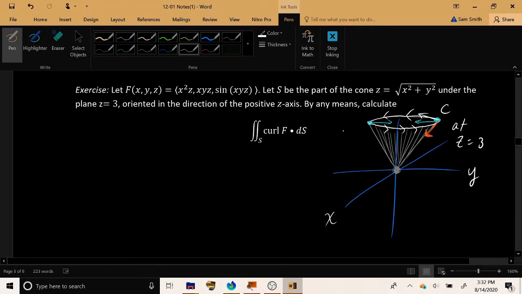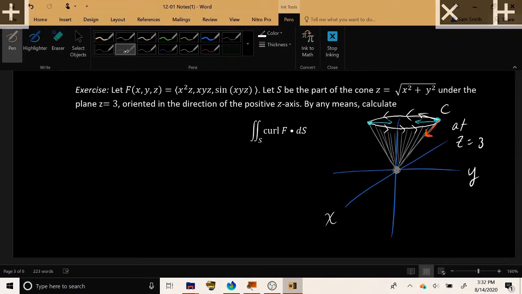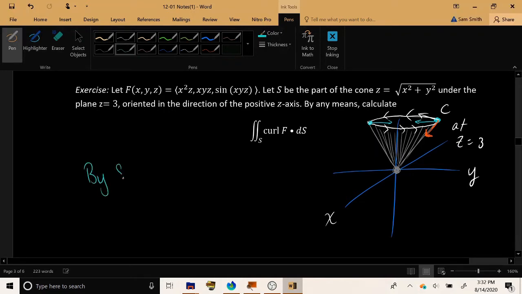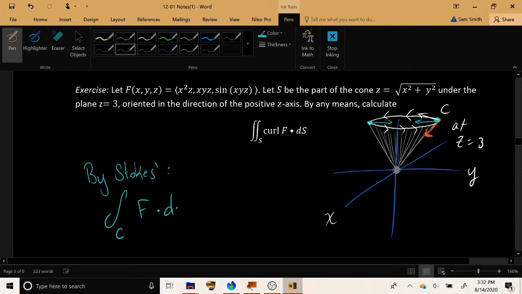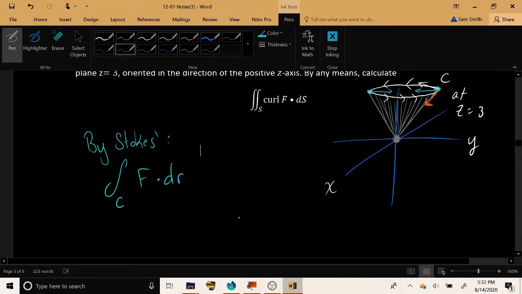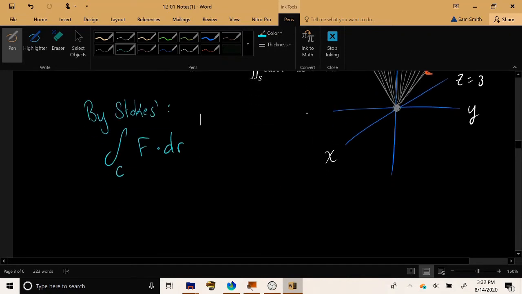There would be a lot more work to do after finding the curl, and finding the curl is already hard enough. So instead, by Stokes' theorem, I'm going to switch over to calculating the line integral over the boundary, because if nothing else, that allows me to bypass having to find the curl of this vector field.